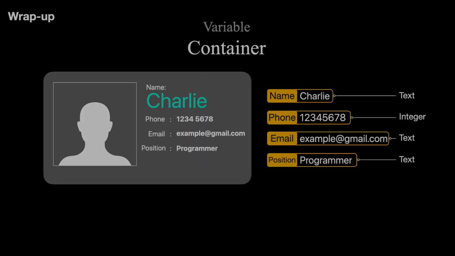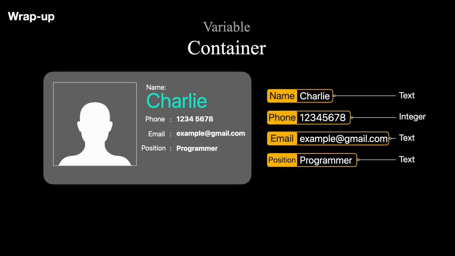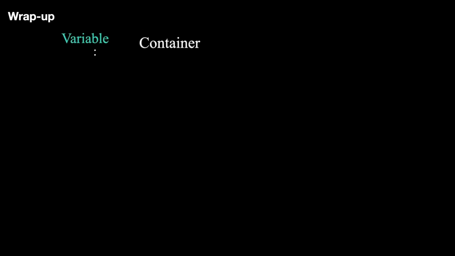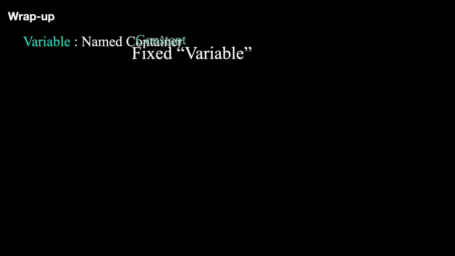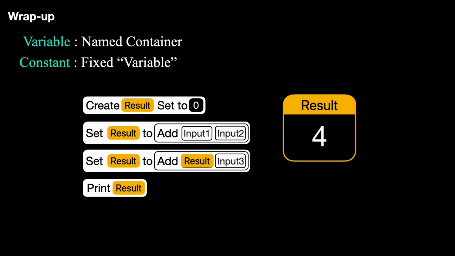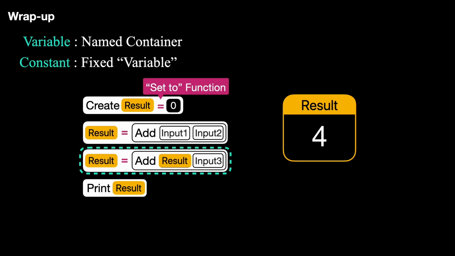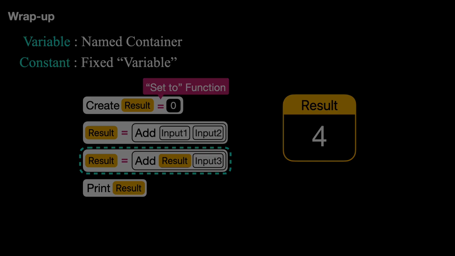Well, time to wrap up. Today, we used a variable, a named container, to store the value of the result. Also, we used a constant, the fixed variable, helping Mario to jump higher. We used code to upgrade our calculator and learned that sometimes we can simplify a function in a different way. Before you leave, here is one more thing.